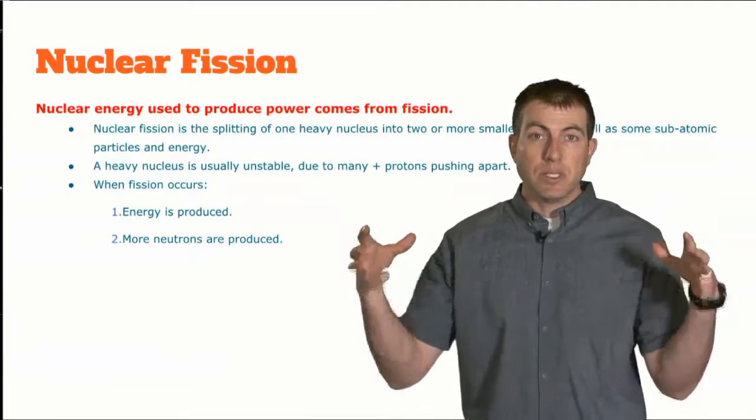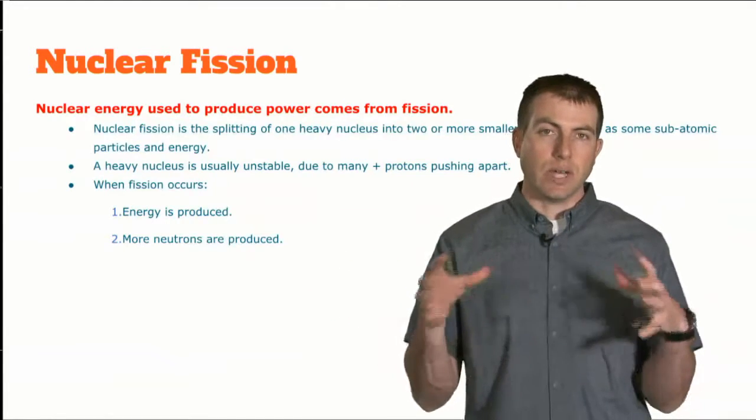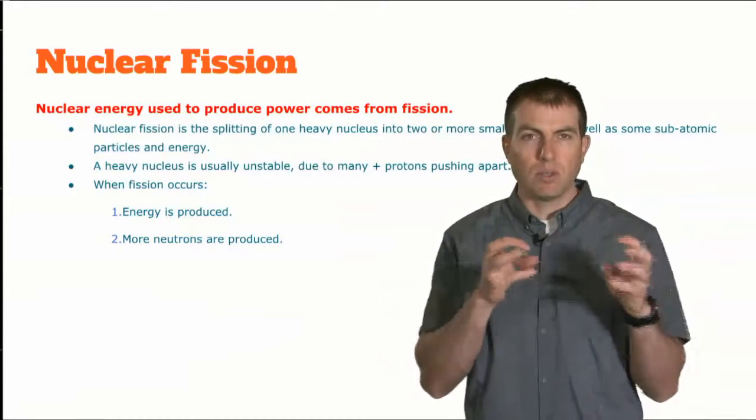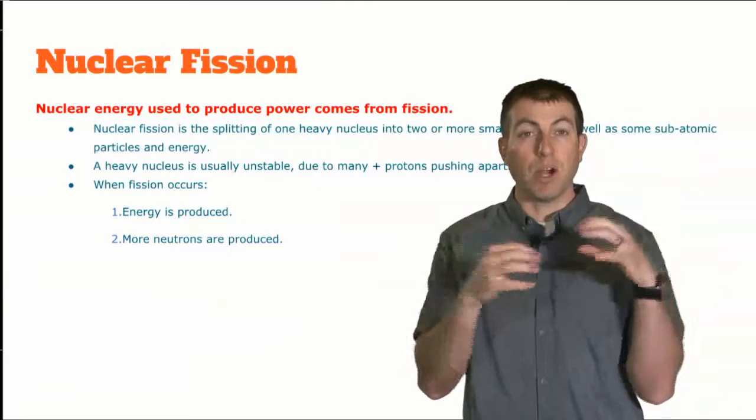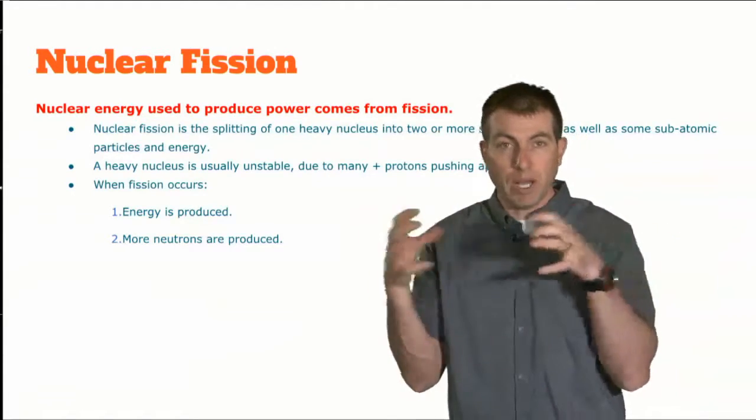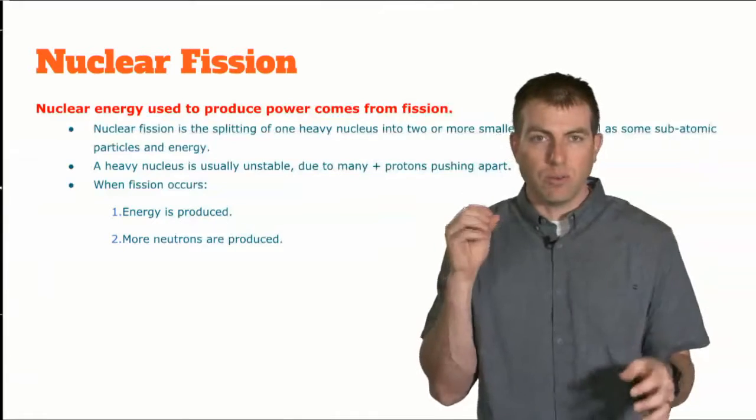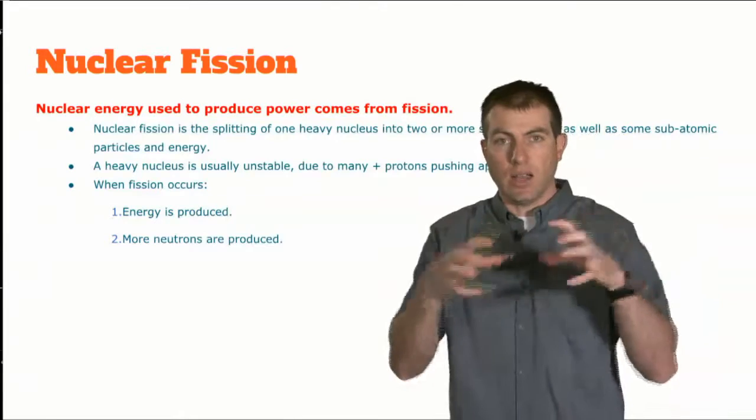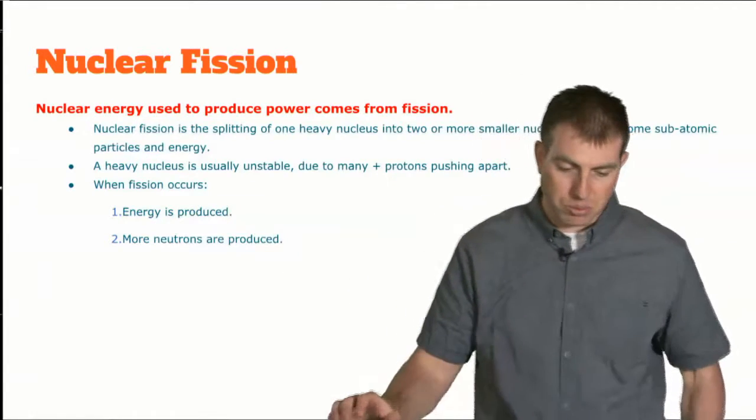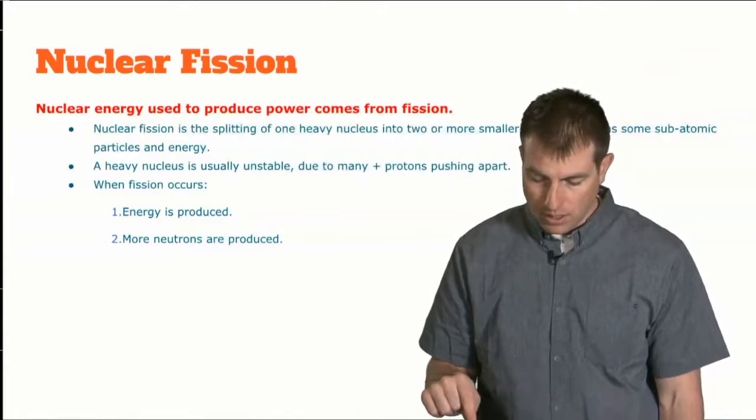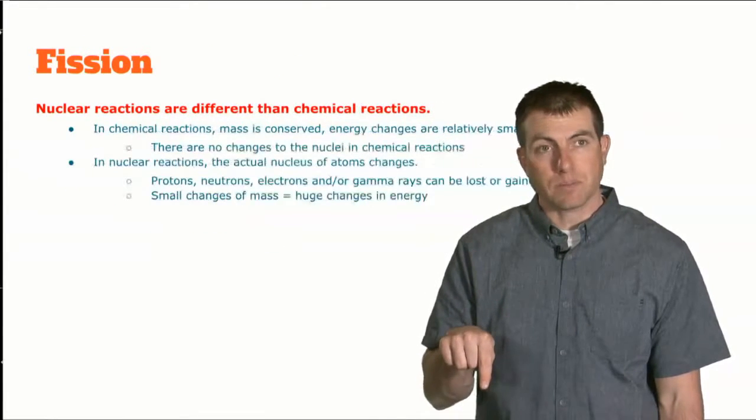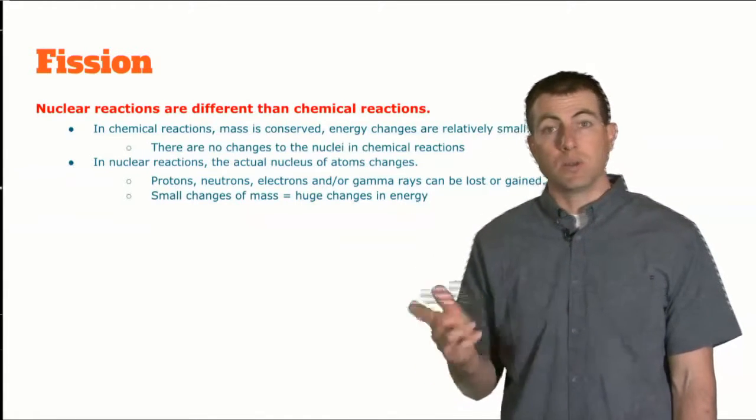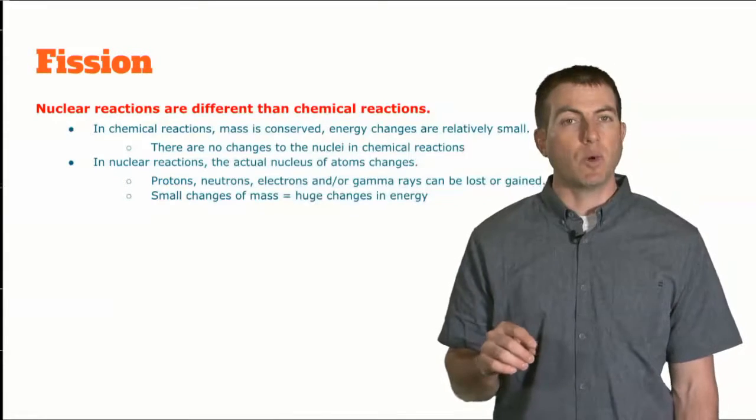But when you get things that are really big, when you get up to uranium, 92 protons and larger, they become really unstable because there are so many protons in the nucleus, trying to push each other apart. Remember, those positive charges want to repel one another. So if we can hit them with something really hard, they'll break apart into two things, and then a bunch of energy will be released. This is the idea of fission.